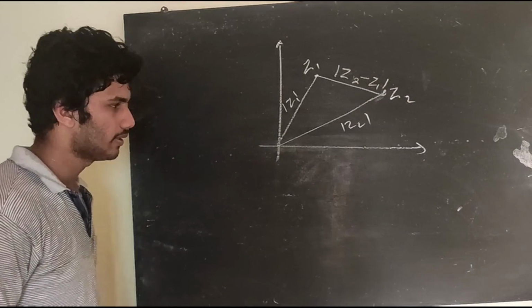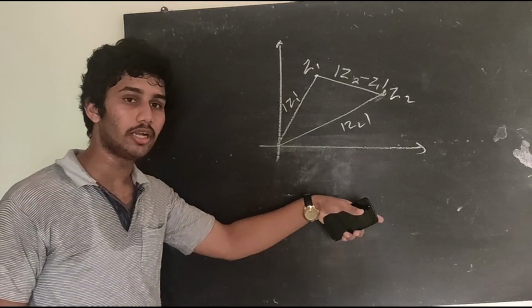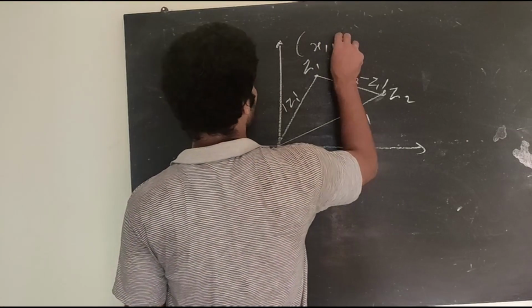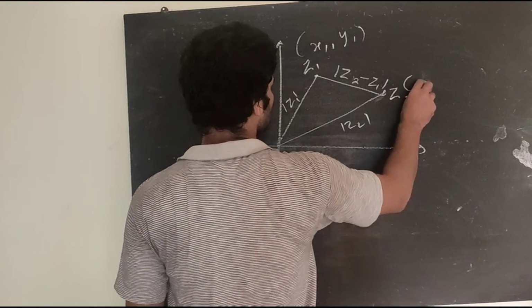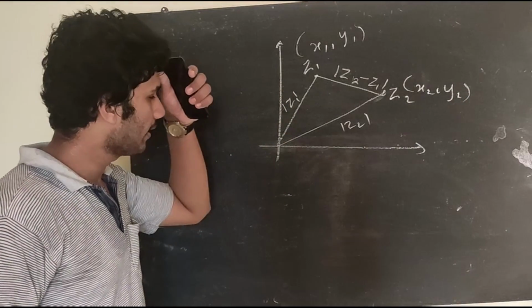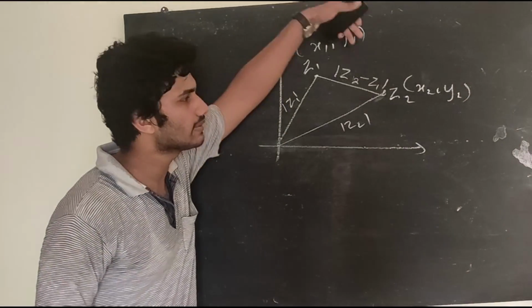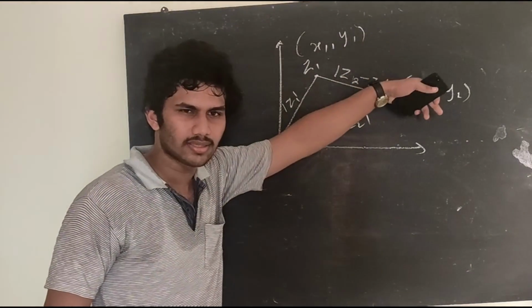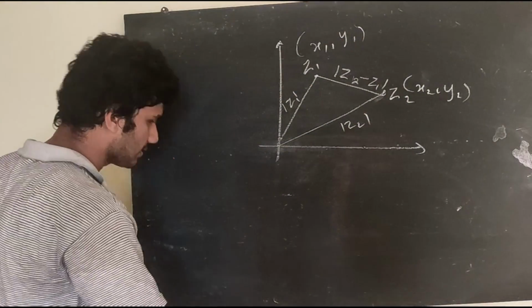Let us understand. As I said, this is similar to our Cartesian plane. Let us take this one as x1, y1, and this is x2, y2. Though it is in the Argand plane, let's imagine that these are in the real plane, that is the Cartesian plane. So these are simple coordinates. So what is the distance between Z1 and Z2 then?